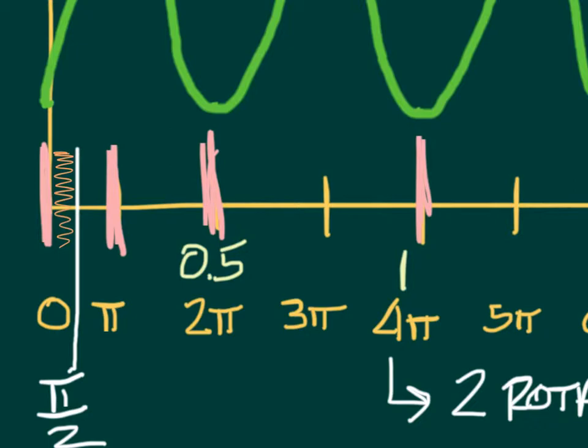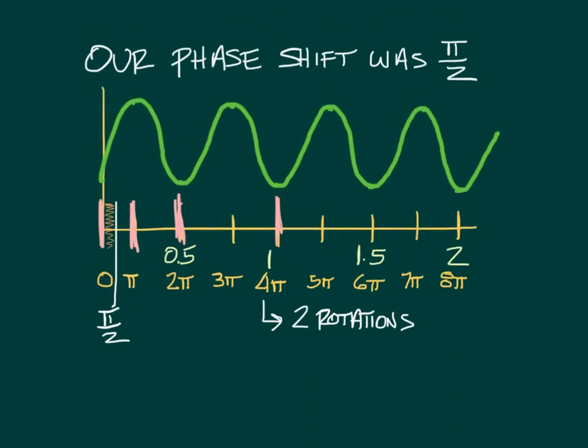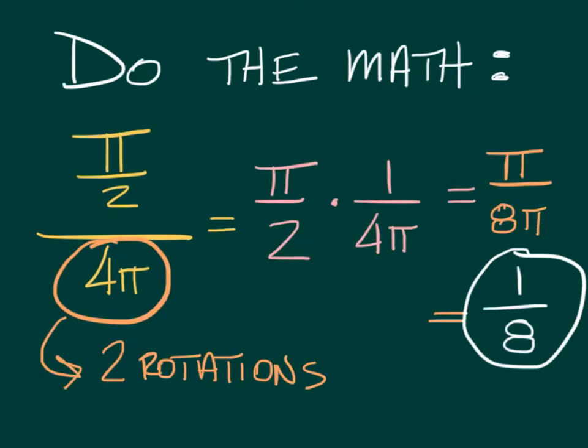Alright, so let's go down here. Remember the phase shift was pi over 2? So we found pi over 2 on this graph that we've also overlaid the time on, and we found the fraction of 1 minute. Remember 1 minute is 2 revolutions. Alright, so now you have to do the math on this. Look at where the 4 pi came from. The 4 pi came from 2 rotations of the Ferris wheel.